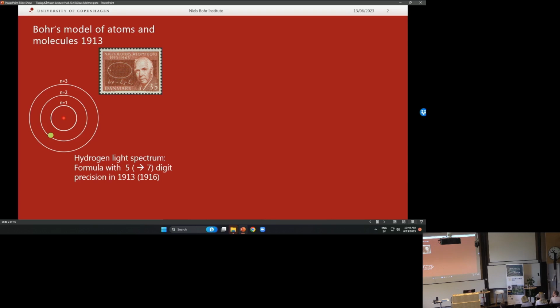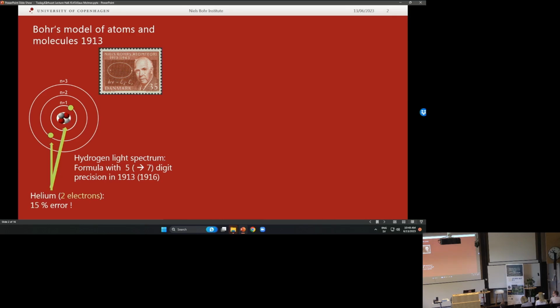So Bohr made this model of an atom where electrons are moving in particular orbits, and in these orbits they actually don't radiate, but they radiate when they jump between the orbits, the discrete energy states of the system. And Bohr made a formula, and that formula with 5-digit precision was actually in agreement with the hydrogen spectrum. And the formula was also already predicted by Rydberg from observations.